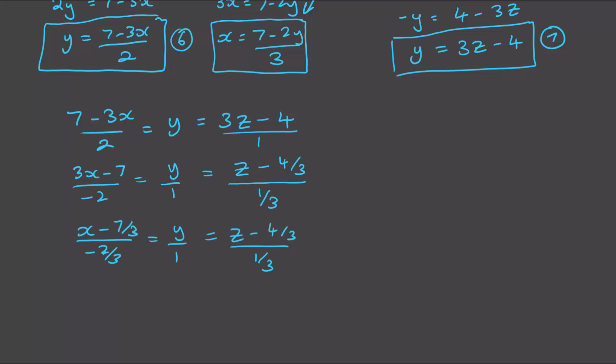And then from our work on vector equations, we can say that r is equal to (7/3, 0, 4/3) plus lambda (negative 2/3, 1, 1/3).